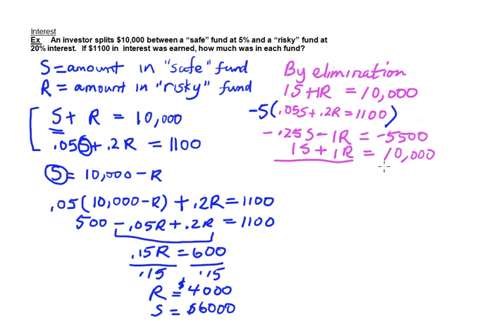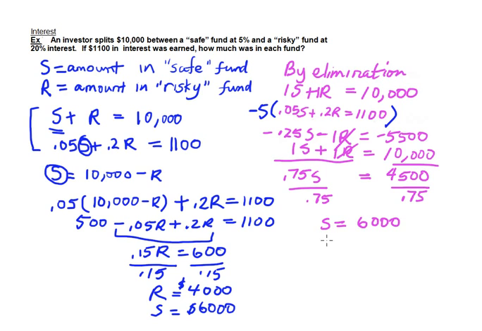And when we put the terms together, we add on both sides. You can see a negative 0.25 and a positive 1S is going to give us a positive 0.75S. And then the R terms, positive 1R and negative 1R, will drop out. And 10,000 minus 5,500 is going to give us 4,500. And finally, we can solve for S by dividing by 0.75. And we end up eventually with S is equal to 6,000.